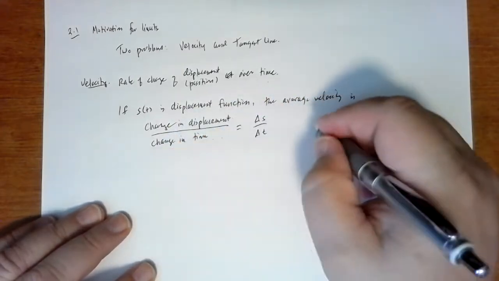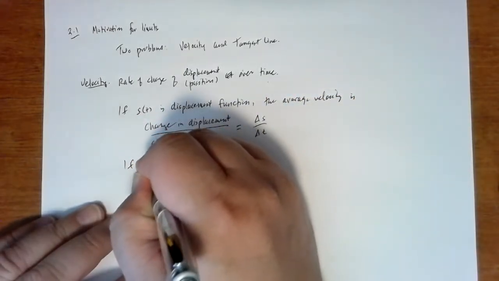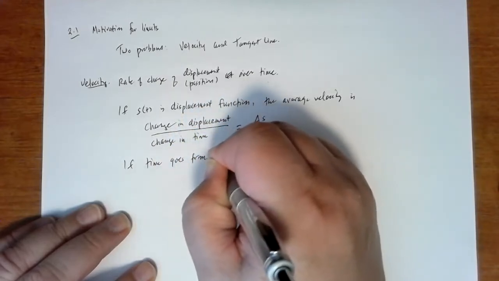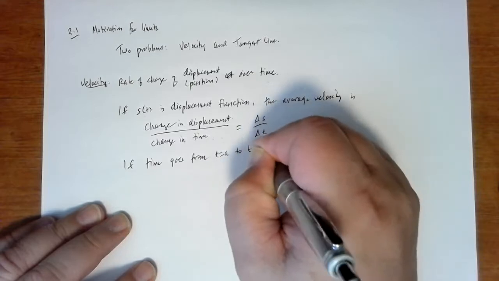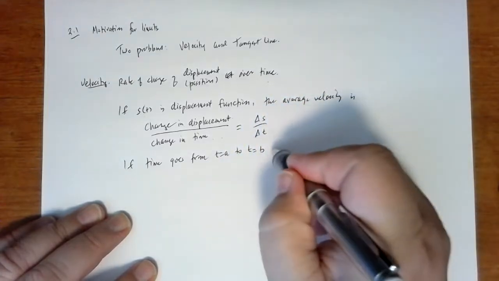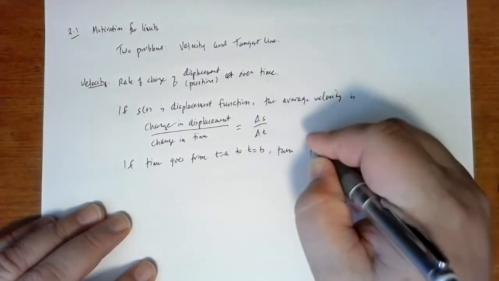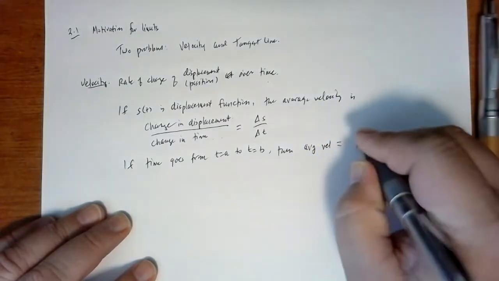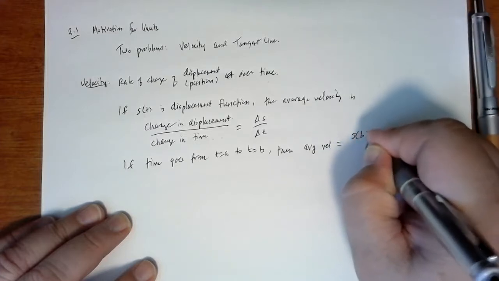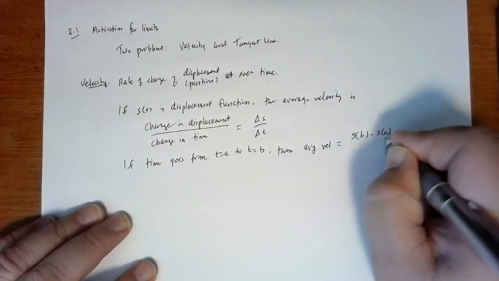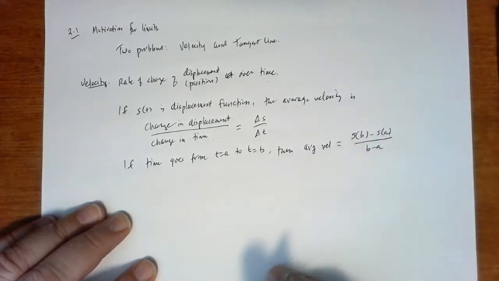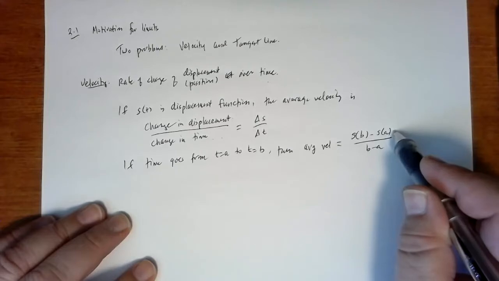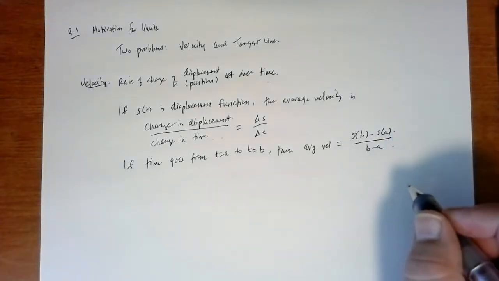Okay, so if time goes from t equals a to t equals b, can we write this as a formula? Then the average velocity is equal to the displacement at time b minus the displacement at time a, divided by b minus a. Good. And again, this is in units of displacement over units of time.